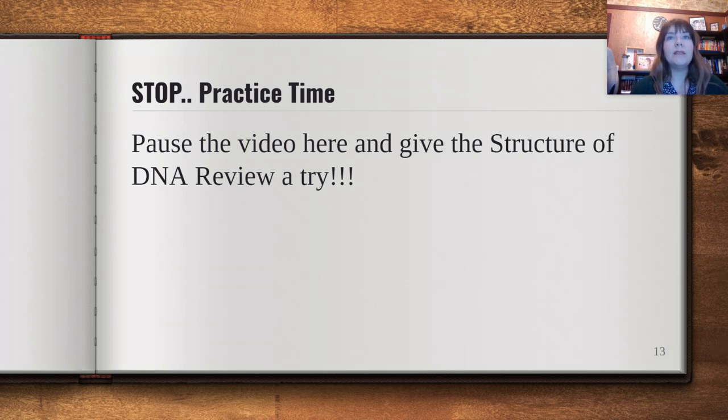Anything with a pointy end is an A. Anything with a rounded end is a G. Hopefully that makes sense. And then you're going to go through and make some matches on your DNA, as well as then you're going to have to tell me some examples from your notes.